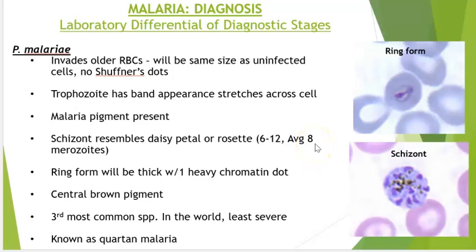The ring form will be thick with one heavy chromatin dot. You have central brown pigment. It's the third most common species in the world, but it is less severe. And you will hear people refer to it as quartan malaria.